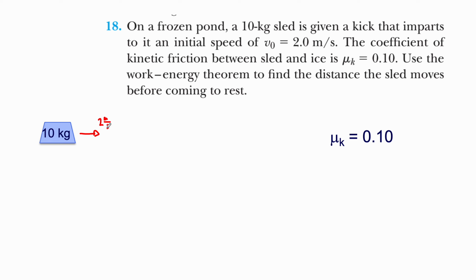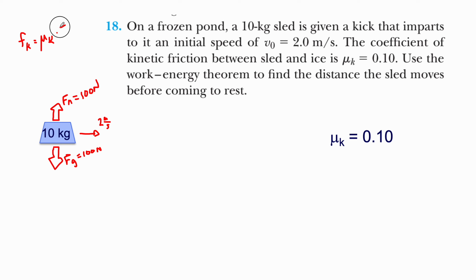Drawing the forces on it, we have the force of gravity, which again is going to be 100 newtons. We've got the normal force, which will also be 100 newtons. And again, if you remember how to calculate the force of friction, it is always the normal force times mu. For kinetic friction, remember it has only one value. Force of kinetic friction is equal to mu sub k times the normal force.